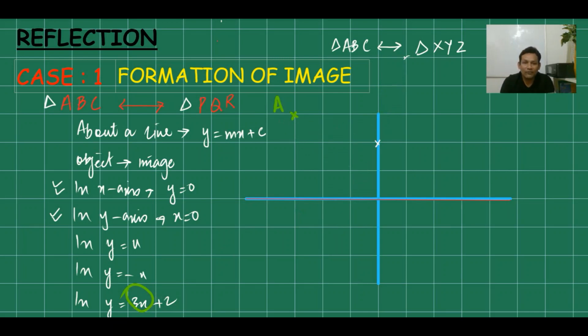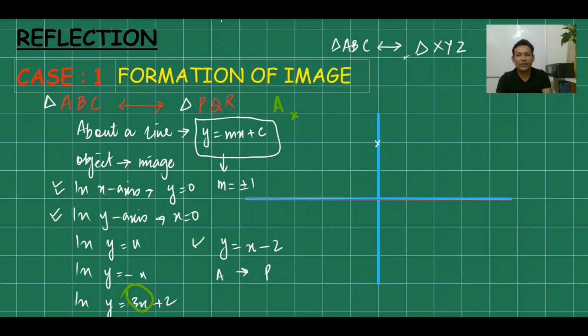So it means for reflection, the line will have a gradient of only plus or minus 1. Suppose we have an equation, y equals x minus 2, and I want to do the reflection of this point A to get point P. The question is to do the reflection of point A in the line y equals x minus 2. First of all, I need to draw this line.